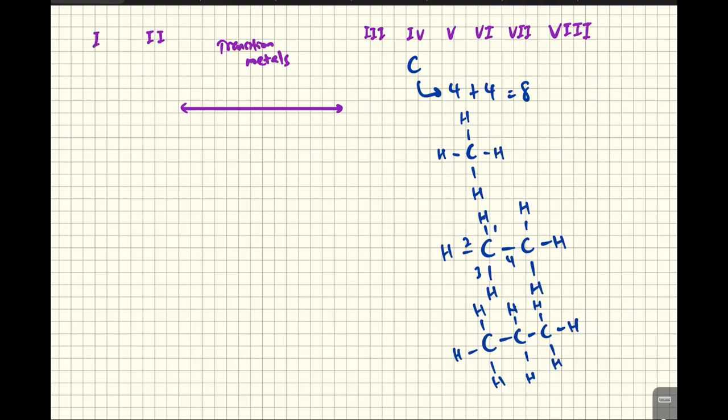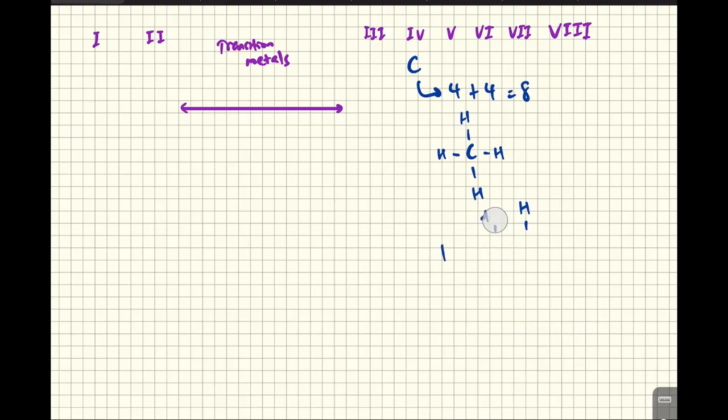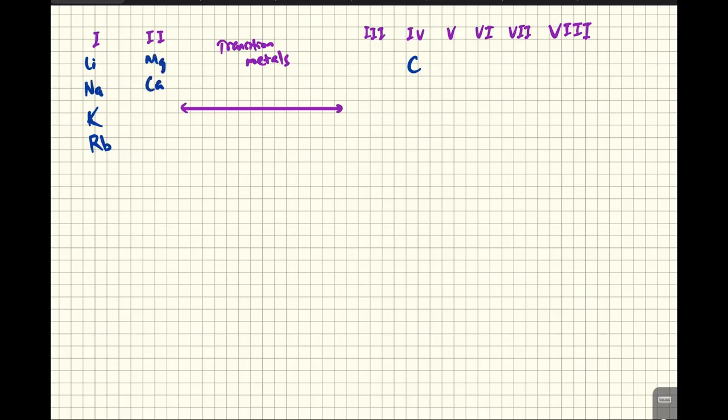Now let's introduce what elements are there in organic chemistry that you need to take note of. So let's have a recap on the periodic table. In group 1, you have metals like lithium, sodium, potassium, and rubidium. Group 2, you also have metals like magnesium, calcium, barium, and beryllium.